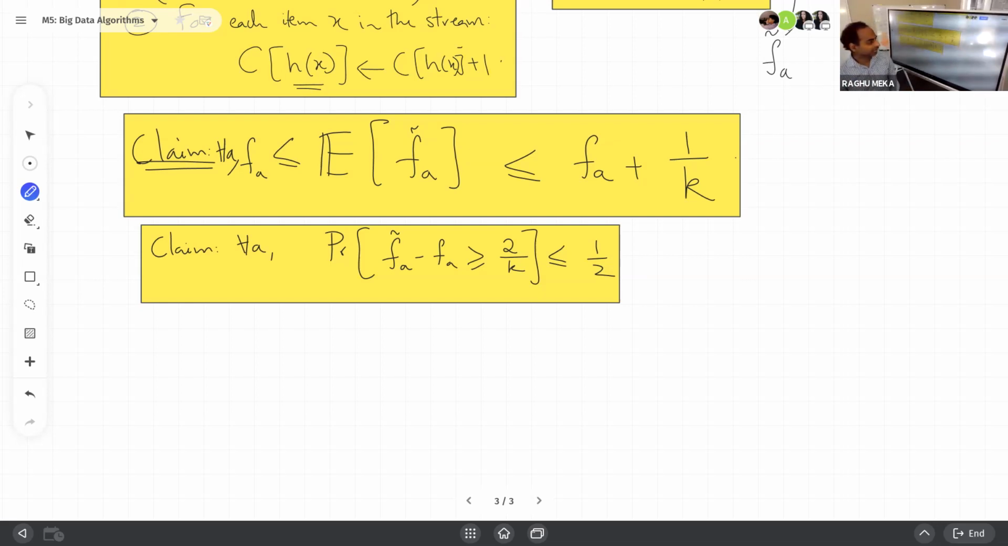Okay, so that's good. But now let's try to see if we can improve this half. In particular, let's say I want reliability which is like 99%. So I want my estimate to be not too far most of the time, not just with 50% probability, but most of the time. How can I do that? How can I get a better estimate on the actual frequency with more reliability? Any suggestions?